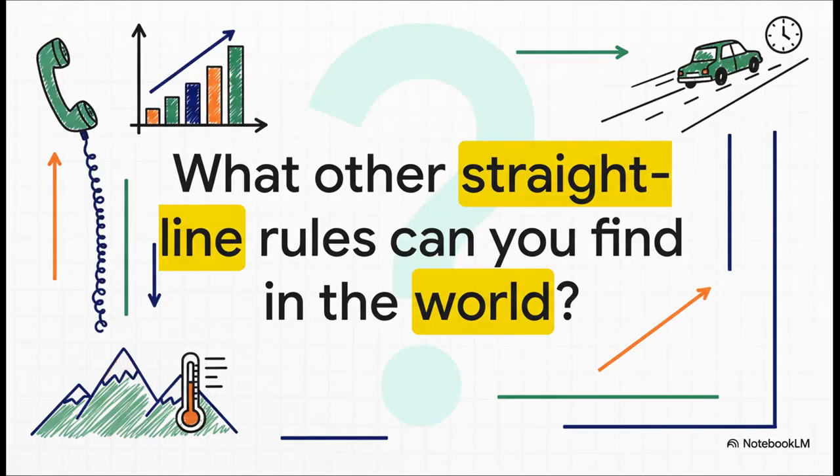And that's really the magic of linear functions. They're just a simple rule that can describe so many things around us, from how much a taxi ride costs to how fast you're traveling. So, now that you know the secret of straight lines, here's a little challenge for you. What other simple straight line rules can you find in the world around you?